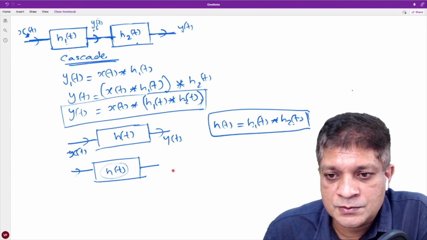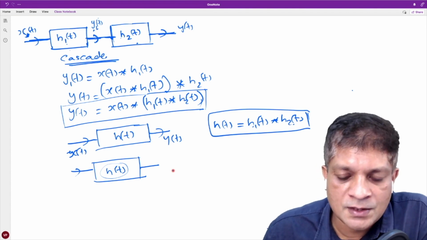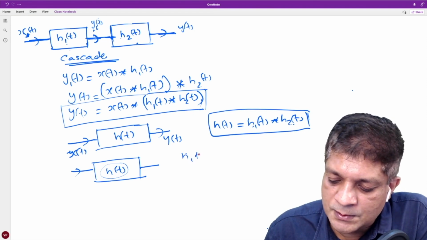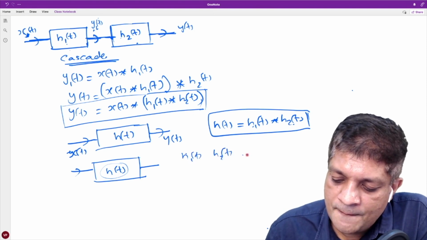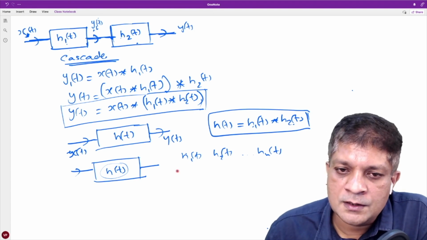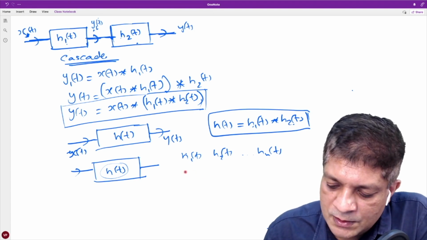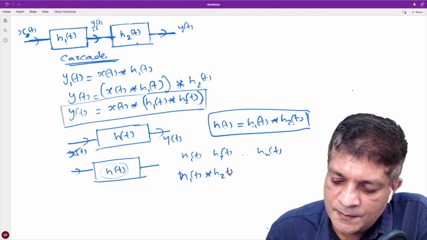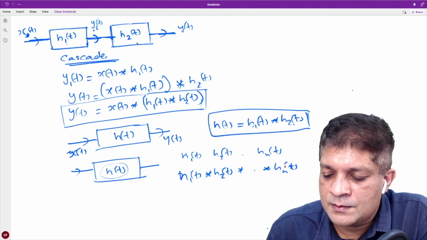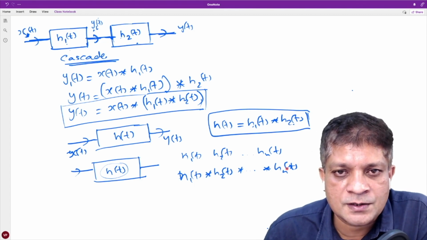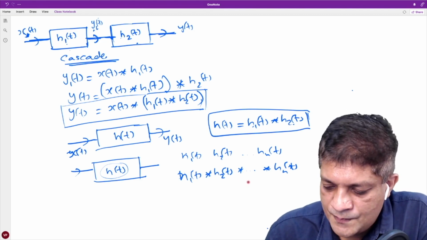So that is the cascade connection of two systems, and we can generalize it. If you have a cascade of n systems, h1(t), h2(t), and so on, then the impulse response of the equivalent system is h1(t) convolved with h2(t) and so on. We can apply this for any number of systems if they are connected in cascade. Okay.